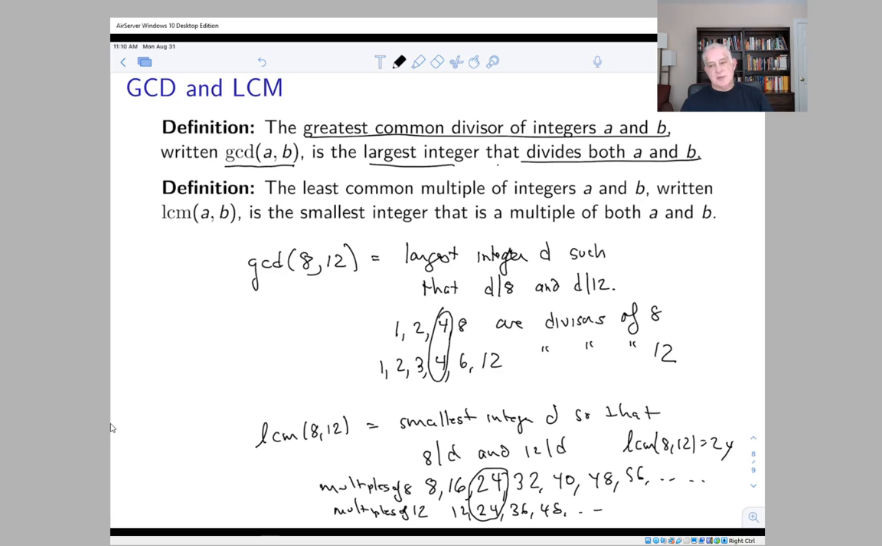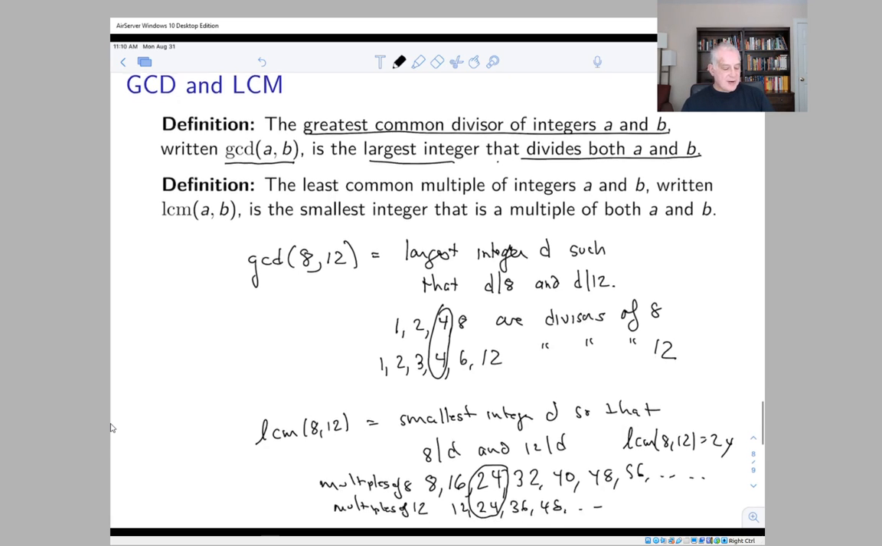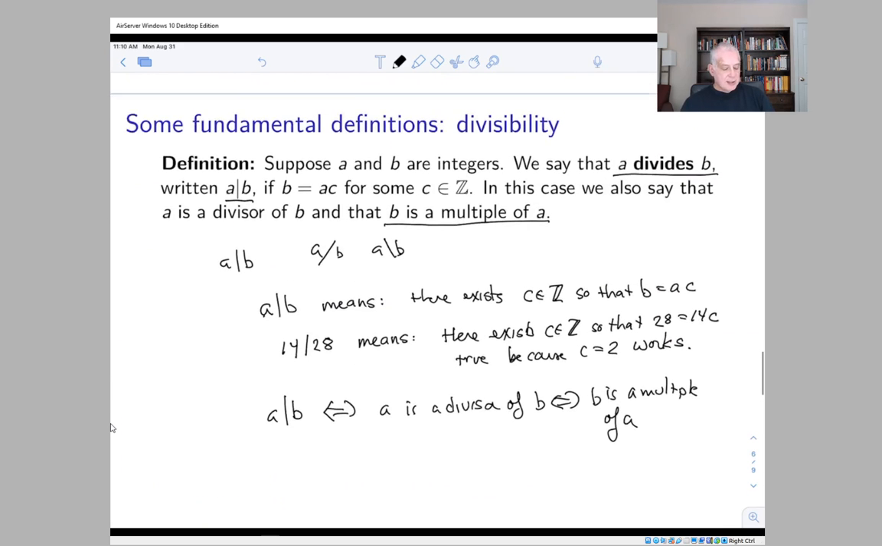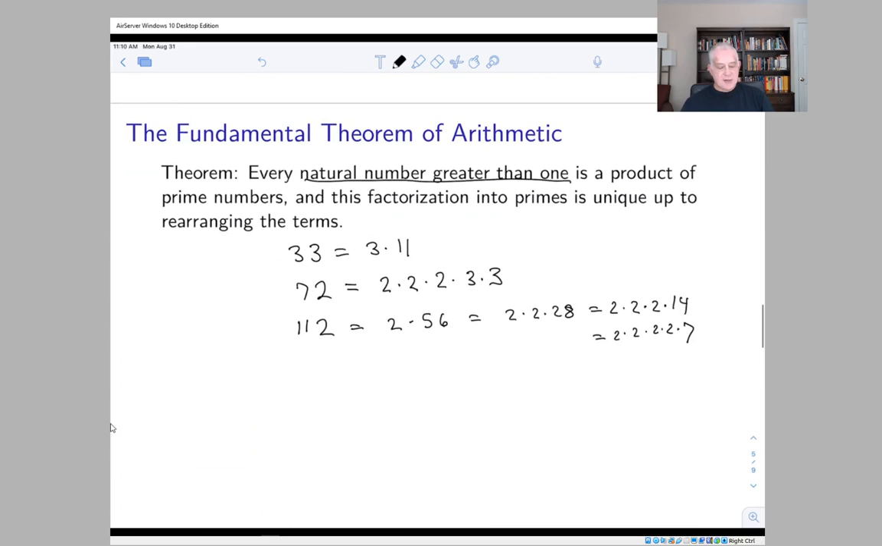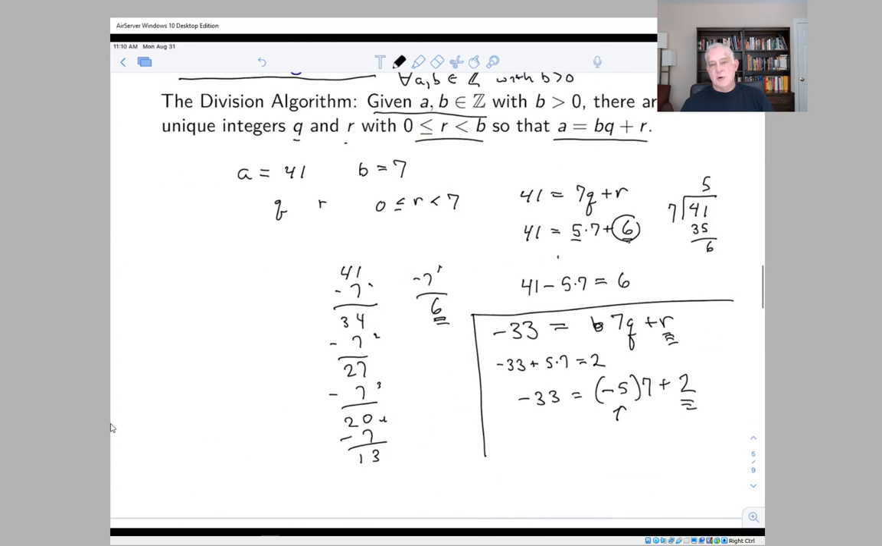So these definitions will give us something to work with: the greatest common divisor and the least common multiple, divisibility, unique factorization into primes, and quotient and remainder.